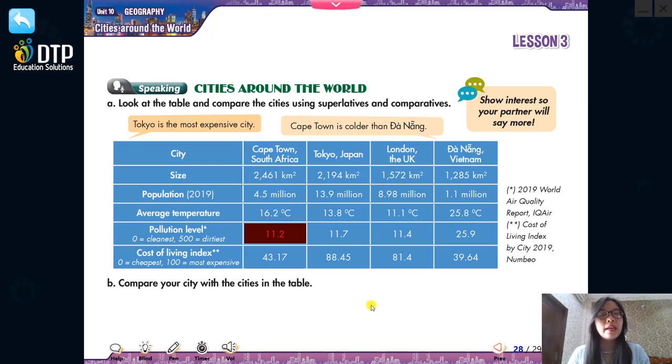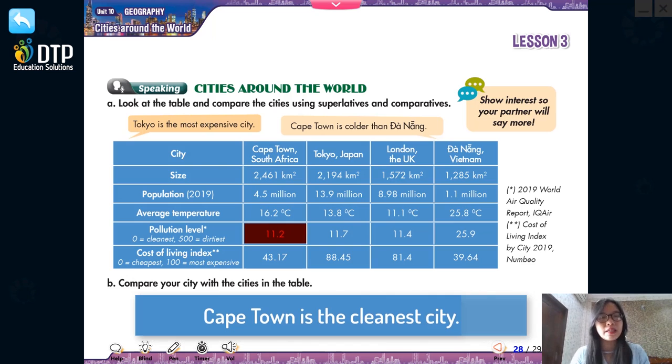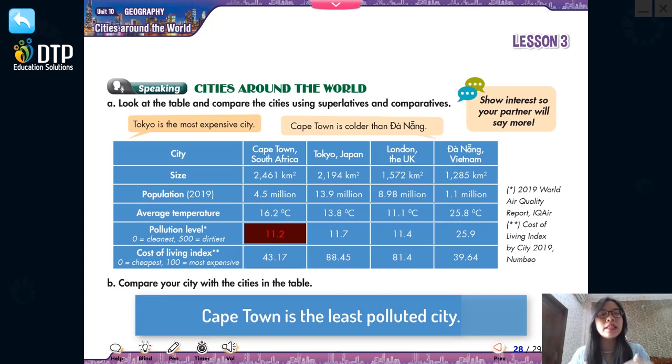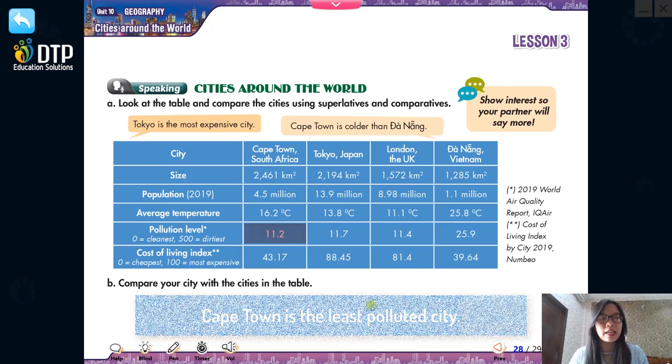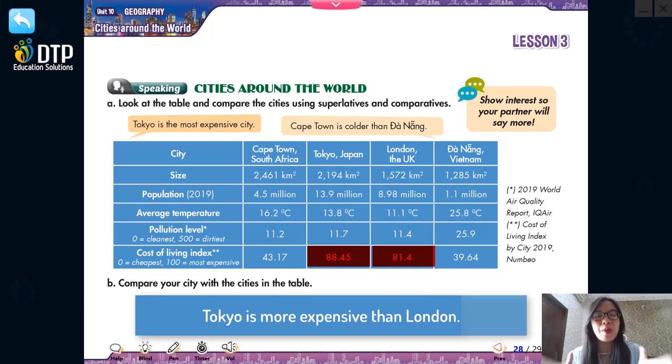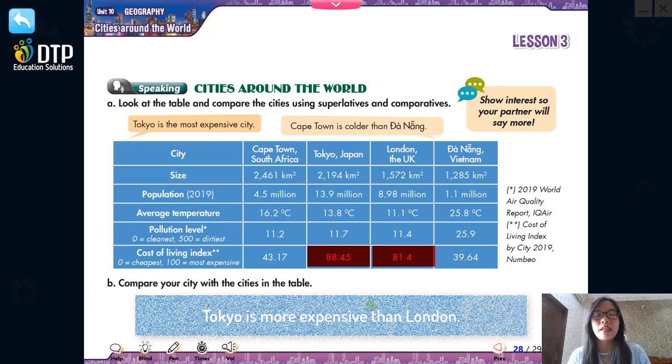So how do you say? Cape Town is the cleanest city. Or you may say, Cape Town is the least polluted city. Alright. Can you make a sentence to compare the cost of living index in Tokyo and London? Very good. The answer is Tokyo is more expensive than London.